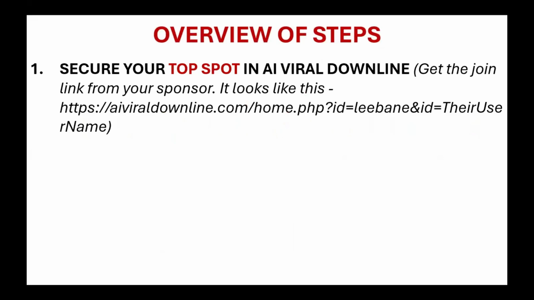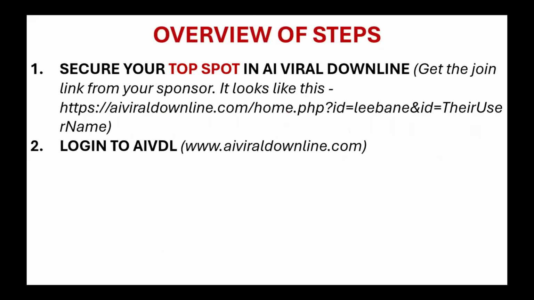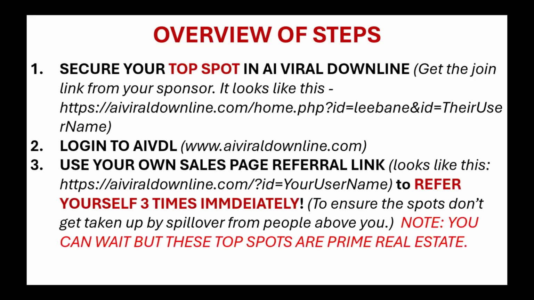You've already secured your top spot. Now we're going to be logging back into the AI Viral Downline in that top spot. So just go to aiviraldownline.com, nothing else at the end of it, and then click on log in, and then you're just going to log in. And then you're going to be able to utilize your own sales page referral link, which we'll show you. It's going to look something like this. And then you're going to be referring yourself up to 3 times immediately.